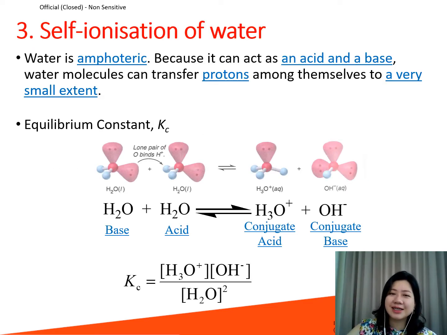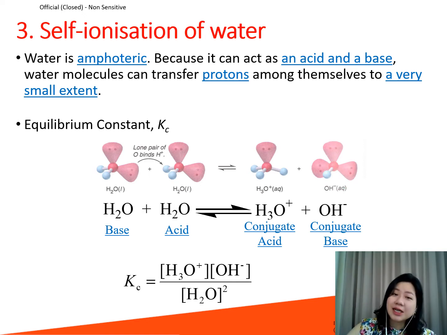As we saw in the earlier section, water is amphoteric, meaning it can act as either an acid or a base. Since water can act as an acid or a base, water molecules can also transfer protons among themselves to a very small extent. Take a look at this equation. 2 water molecules can react among themselves to form H3O+ and OH-.